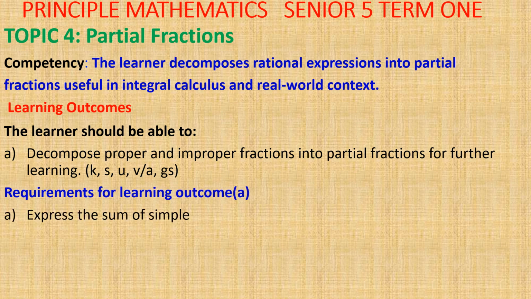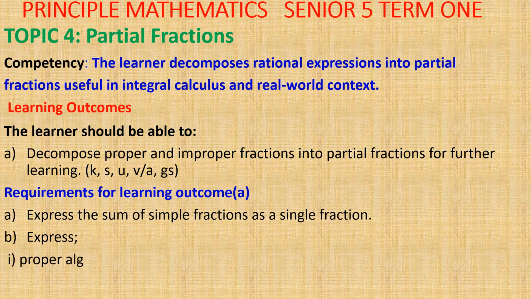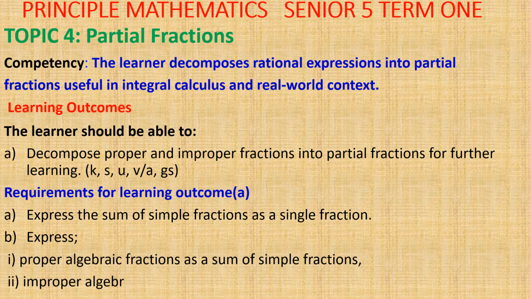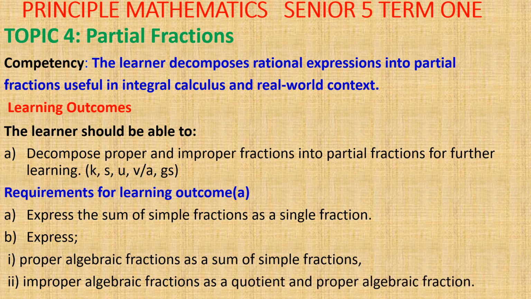Part 1, express the sum of simple fractions as a single fraction. Express, Roman 1, proper algebraic fractions as a sum of simple fractions. And then Roman 2, improper algebraic fractions as a quotient and proper algebraic fraction. So those are the requirements for a learner to achieve the learning outcome: decompose proper and improper fractions into partial fractions for further learning.